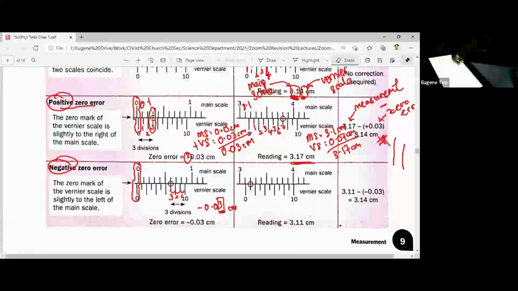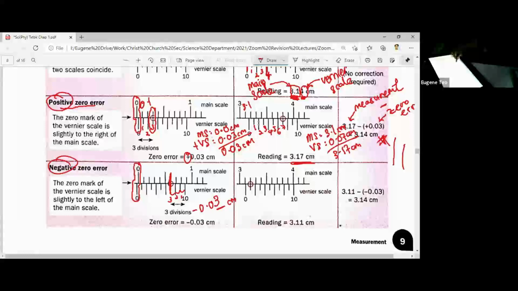Okay, I repeat this again. For negative zero error, take note, the zero error will always be negative 0.0 something cm. To find out what this something is, the last digit over here, you count backwards from the number 10 on the vernier scale. The line is aligned over here. What is the value that I want to know? It's actually counting back from 10: 1, 2, 3. When I count back to this line that matches the vernier and the main scale, I'm going to get a negative 0.03 cm. Okay, so this is for the negative zero error.